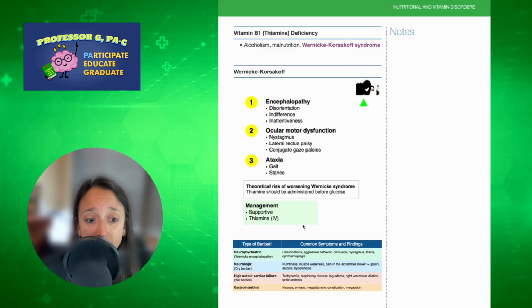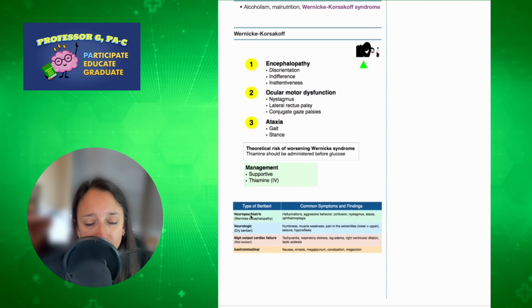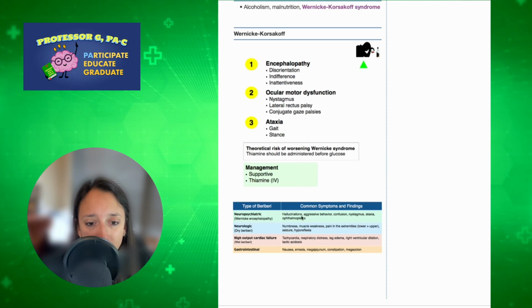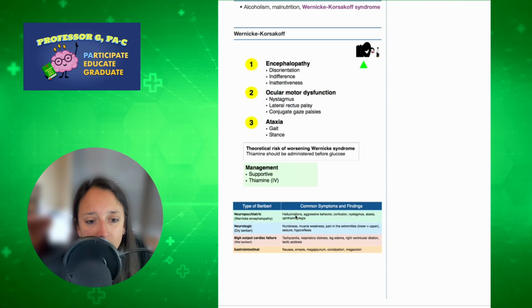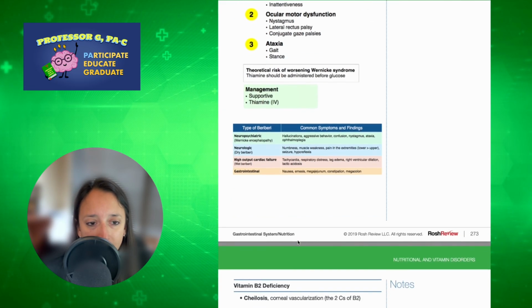A thiamine deficiency can also be called beriberi, and we look for these different findings. Neuropsychiatric beriberi is also called Wernicke's encephalopathy, and this causes hallucinations, aggressive behavior, confusion, nystagmus, amnesia, ataxia, stuff like that. Dry beriberi usually causes neurologic problems like hyporeflexia, seizures, pain in the extremities, and weakness. Wet beriberi is more like heart failure, so we see tachycardia, respiratory distress, edema, and right ventricular dysfunction. They also have some GI symptoms, including nausea, emesis, and constipation.